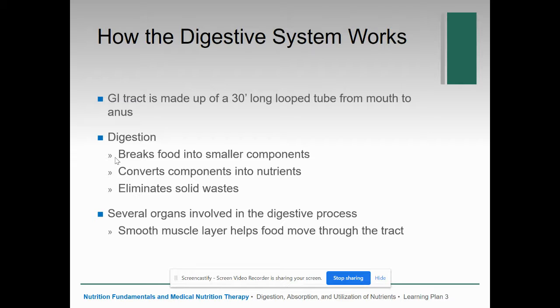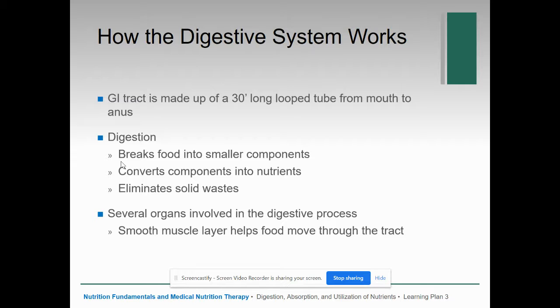So we have digestion, which is breaking food into smaller components, converting components into nutrients, and then eliminated solid waste. Let's talk about this first piece right here, breaking food into smaller components. Our body does that by mechanical digestion, which would be our mouth, like chewing with our teeth, and our body does it through chemical digestion, which would be enzymes, breaking food down into smaller particles.